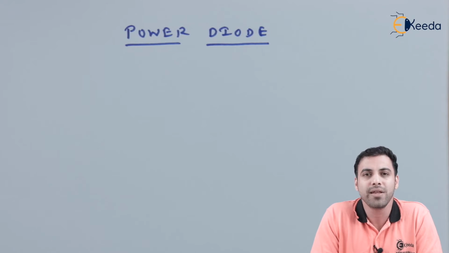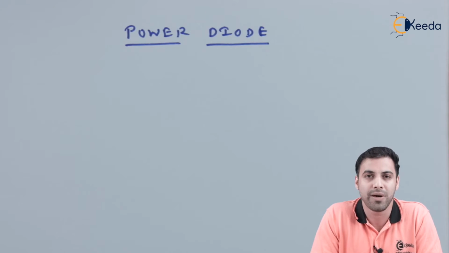Now, what is the main use of a power diode? The power diode is used for very high power applications. It is used for very high current and very high voltage applications. And the reverse recovery time of a power diode is comparatively less than that of a diode.